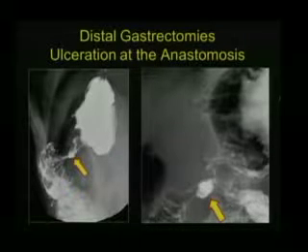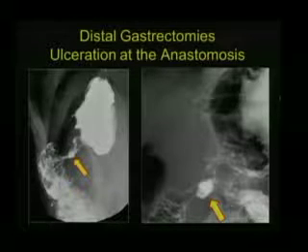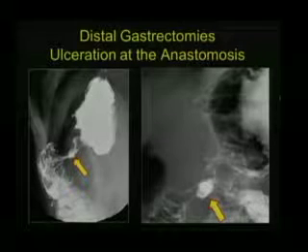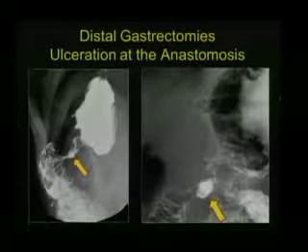This is another case where you can see the proximal stomach. This is the duodenum, and you can see a deposit of contrast here with some converging folds. This is another case due to a deep, large ulceration at the level of the anastomosis. Billroth II. It means gastrojejunal anastomosis.